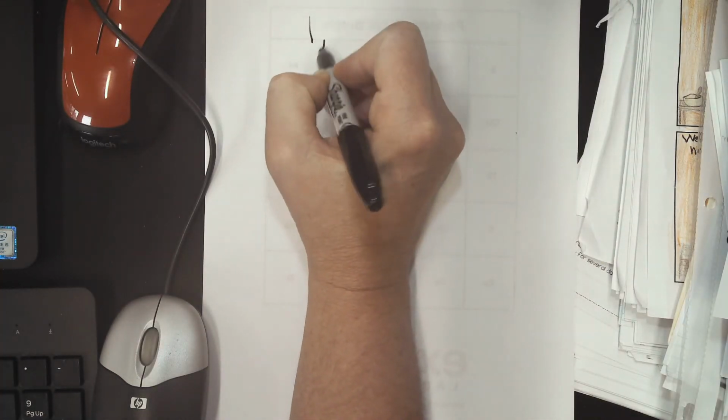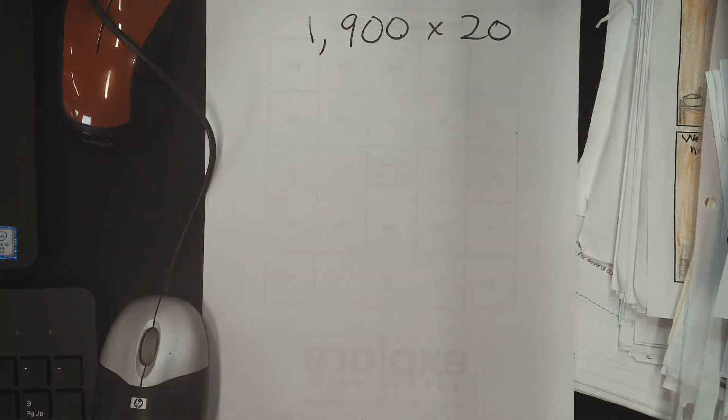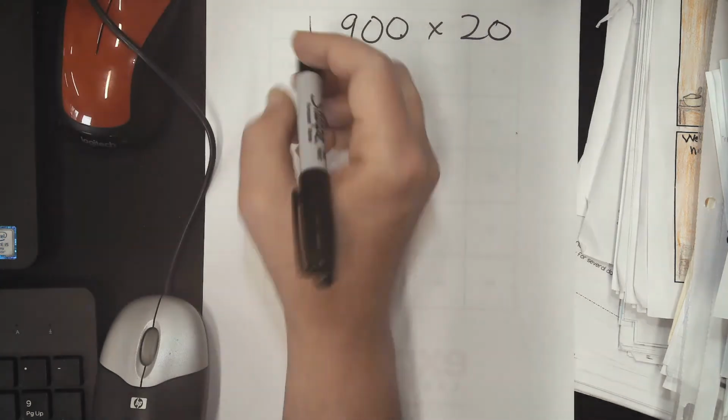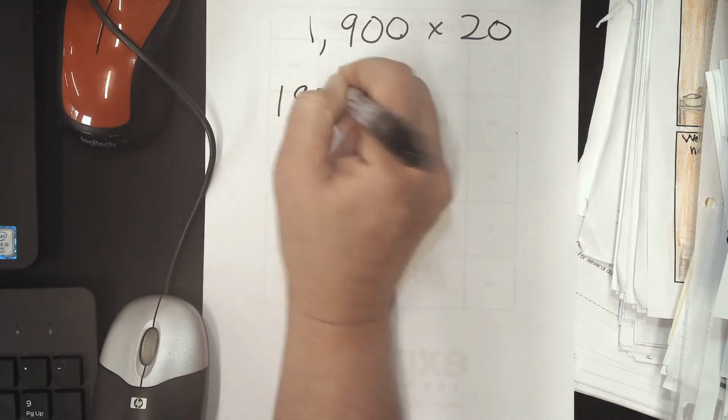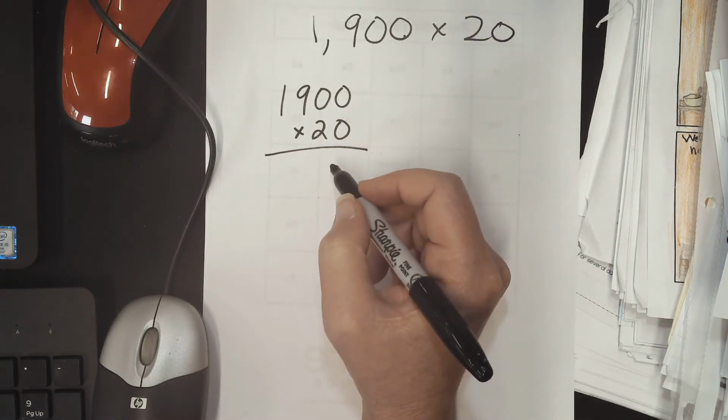1,900 times 20. How many people can do this without using a standard algorithm? How can I break this down into simpler numbers? So I am not going 1,009. This is what I'm avoiding. I'm avoiding this. I'm avoiding that. What can I do?